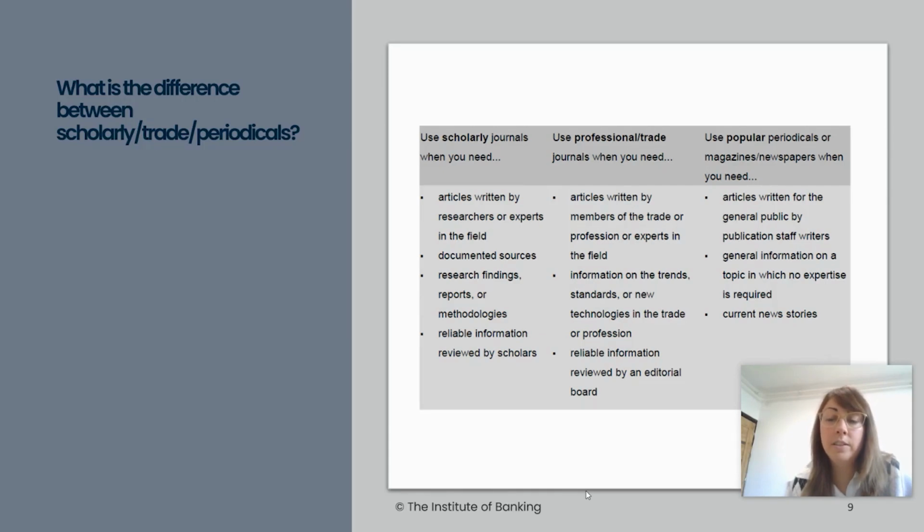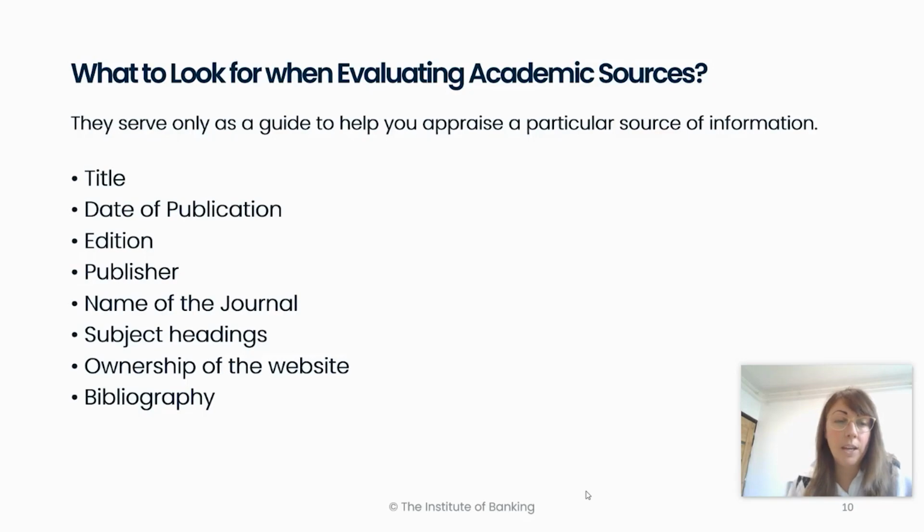Newspapers or periodicals can be used if you want figures like the unemployment number or GDP and so on. But what you should really focus on is the scholarly journals, and the professional trade journals to a lesser extent. When you're looking for an online source, these are the things that should guide you to appraise a particular source of information.